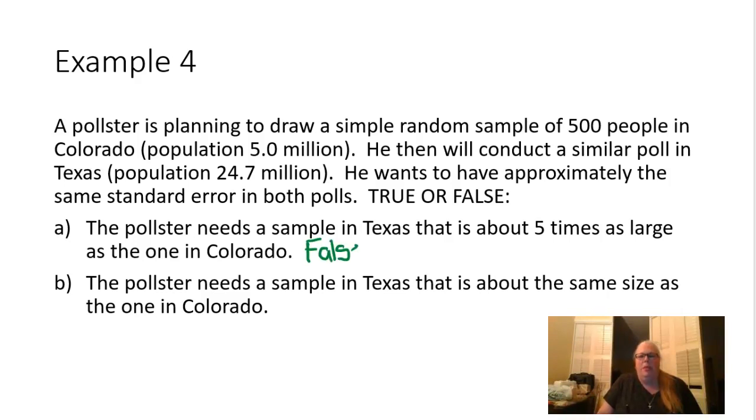This is all because the margin of error has nothing to do with the population size. And the margin of error, of course, is going to be the one that has an effect on the standard error there. All right, part B, the pollster needs a sample in Texas that is about the same size as the one in Colorado. This one we're going to say is true. And for the same reason, we know that our margin of error doesn't really depend on the population size, so we might as well get sample sizes that are about the same as one another.